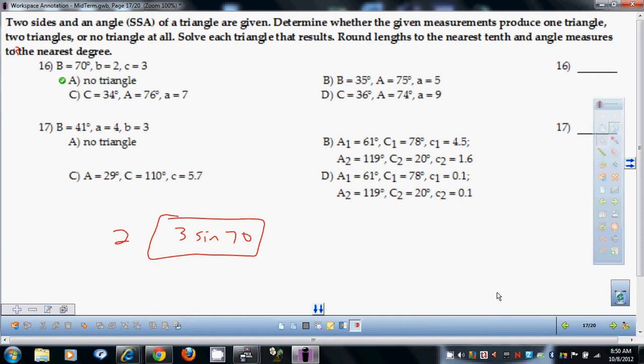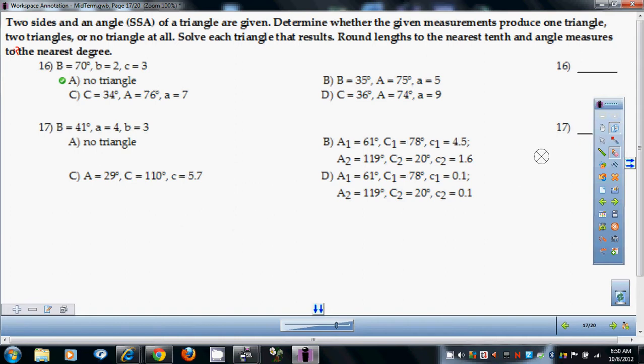17, same kind of thing. It's acute. Our side is once again smaller. Now, you might be thinking, 4 is bigger than 3. Yes, except 4 is not the side opposite of our angle. They switched it up, those clever beasts. They switched it. Now this is the side opposite of our angle. It is still smaller. So, is 3 less than, equal to, or greater than 4 sine 41?